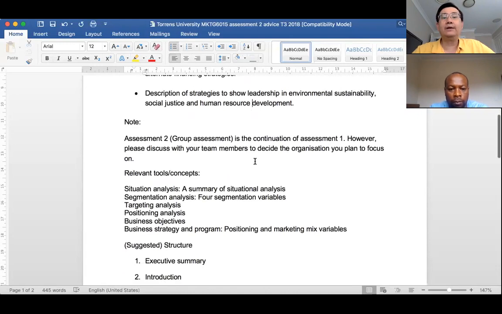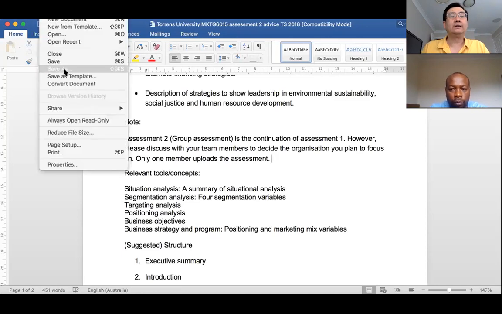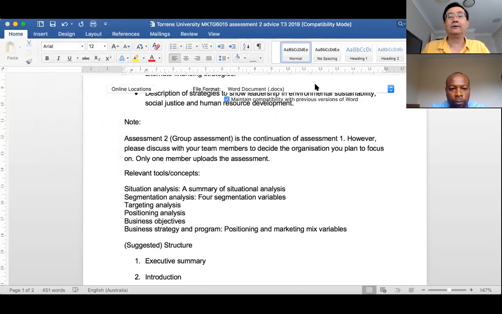Assessment 2 is the continuation of assessment 1. However, again, please discuss with your team members to decide the organization you plan to focus on. And make sure that only one member uploads the assessment, so don't allow the second member to upload the assessment. That's the thing I'd like to highlight to everybody.